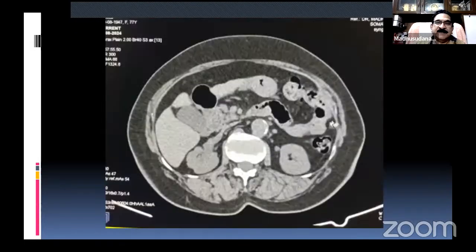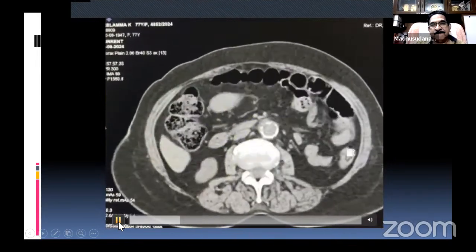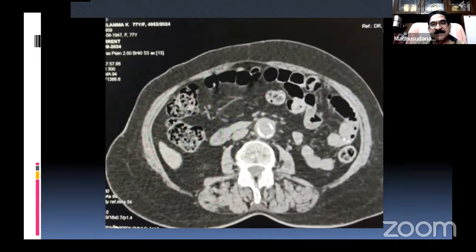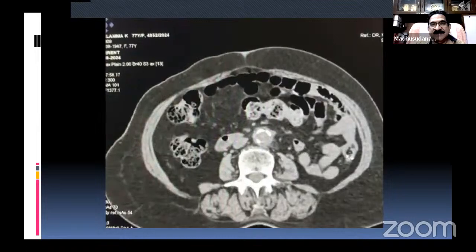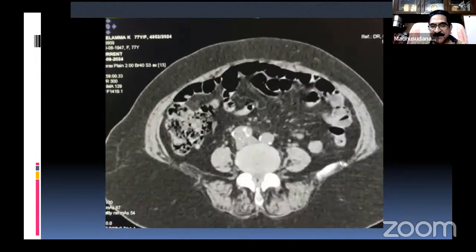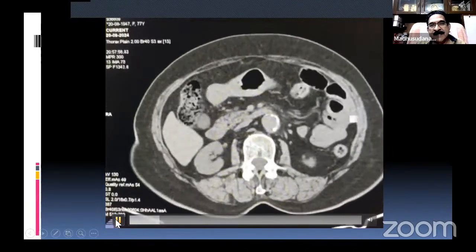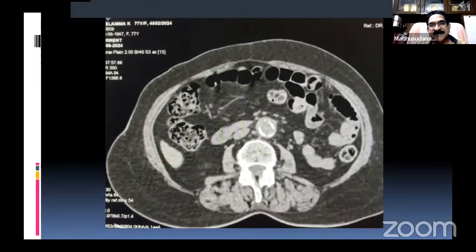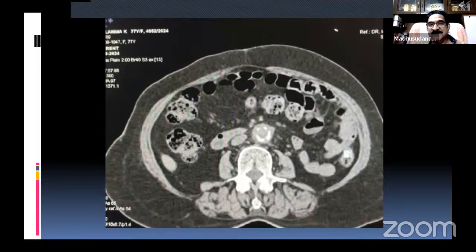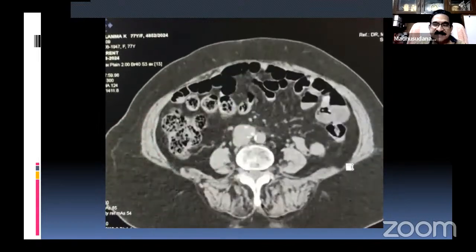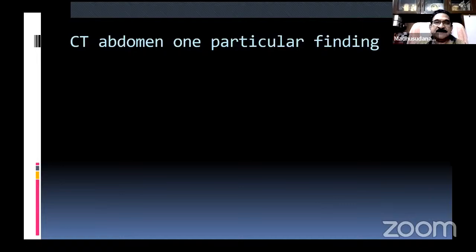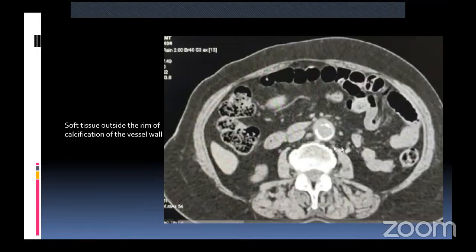CT abdomen was done. And this is the CT abdomen. I did not pick up this finding. The radiologist picked up this finding. He found some abnormality around the aorta. Calcification of the aorta. See, there's a calcification, but outside the calcification, he pointed out some finding. I'll show this as a screenshot later on. So CT abdomen showed one particular finding, and there's a soft tissue. Pancreatic, sir. In IgG4 we get it. Very good.